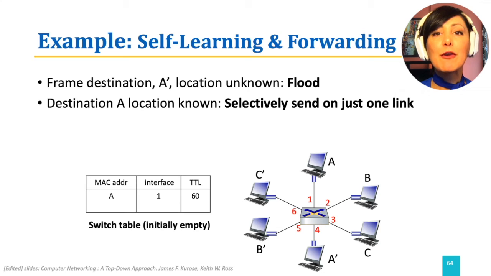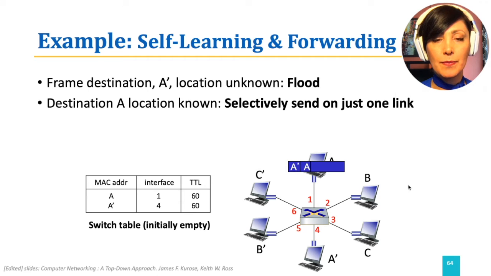Now, if a frame is sent from A' towards A, a second entry for MAC address A' with the incoming interface number 4 is added to the switch table. Then, the MAC address A is checked up on the switch table, and since there is an entry for A, the frame will be forwarded on interface 1 based on this entry.